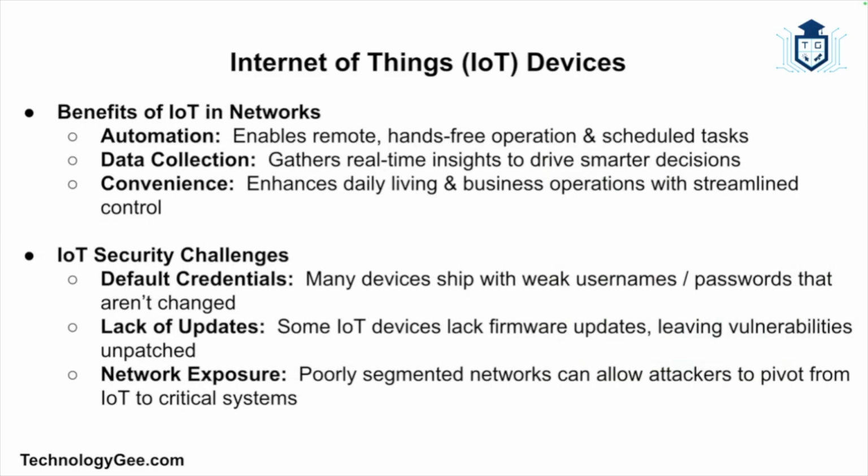And here are some of the benefits of IoT and networks. The first benefit is automation because IoT allows for hands-free control and monitoring.